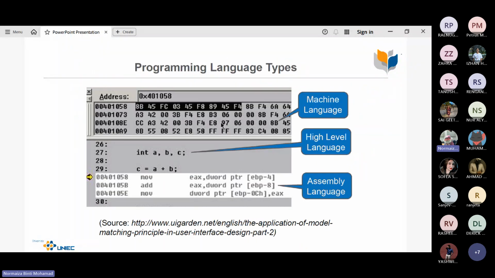This is an example of those three languages. We have machine language that uses the binary code, and then we have assembly language, for example move, add, move. And then we have high level language that just declares integers A, B, and C, and then C is equal to A plus B, which is much easier to understand.